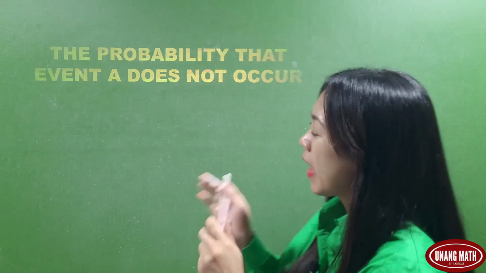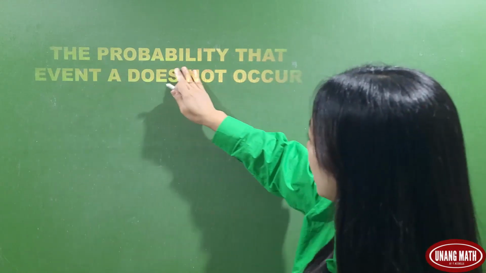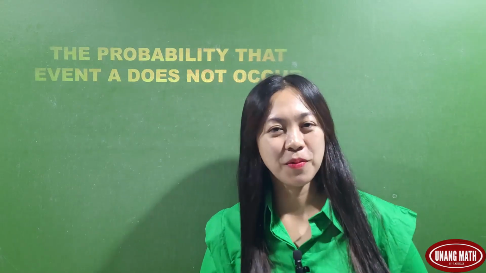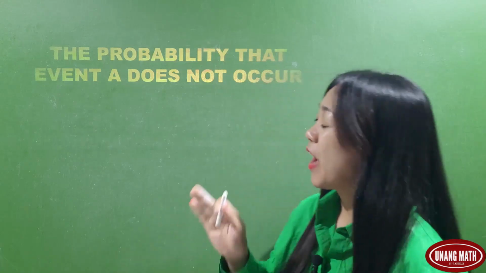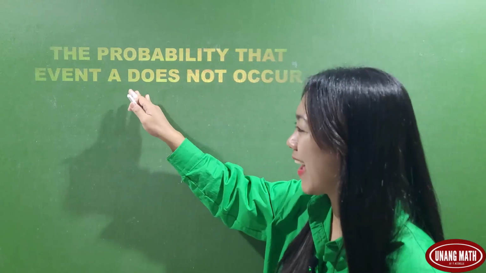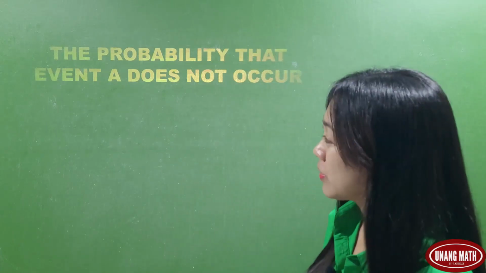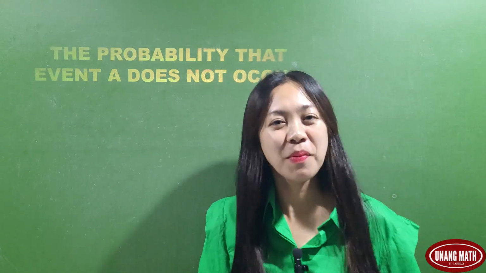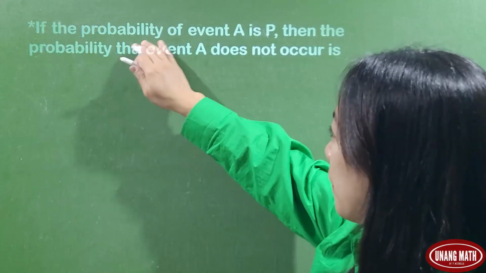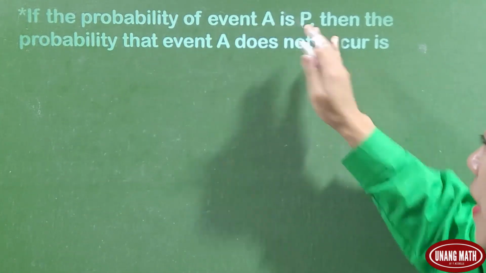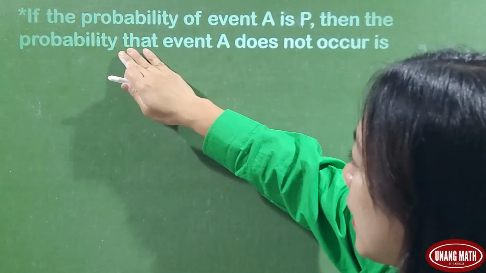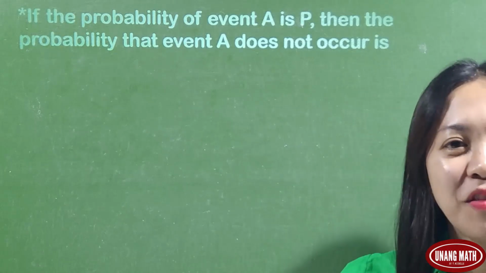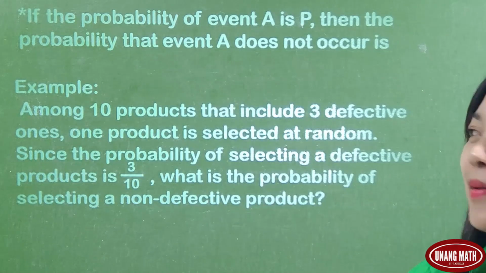In this episode, I will be discussing the probability that event A doesn't occur. In our previous episode, we already studied how to find the probability when event A occurred. How about when event A doesn't occur? How are we going to find the probability? If the probability of event A is P, then the probability that event A doesn't occur is... I'm going to explain this concept using this example.